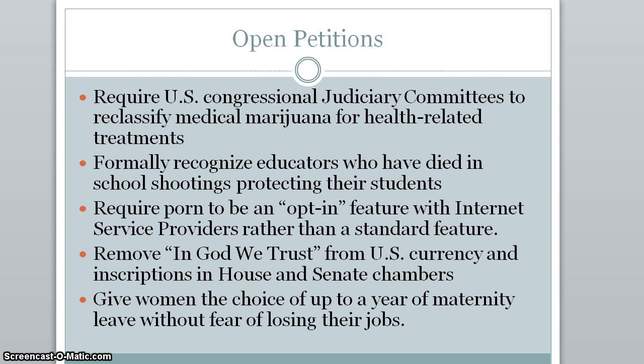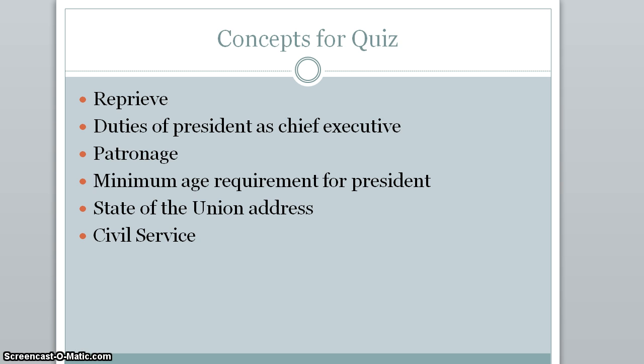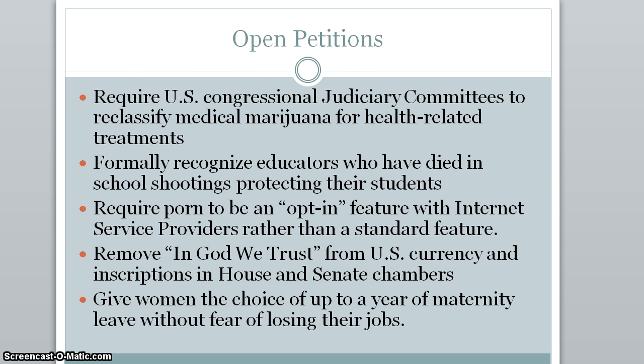Here are some examples of open petitions that are on the White House We the People section right now. One petition would require the U.S. Congressional Judiciary Committees to reclassify medical marijuana for health-related treatments. Another, formally recognize educators who have died in school shootings protecting their students. Another, require porn to be an opt-in feature with internet service providers rather than a standard feature. Another, remove In God We Trust from U.S. currency and inscriptions in House and Senate chambers. And finally, another example, give women the choice of up to a year of maternity leave without fear of losing their jobs. So these petitions are going through the process right now. If they get the sufficient amount of signatures, they'll go to the White House for review and response.